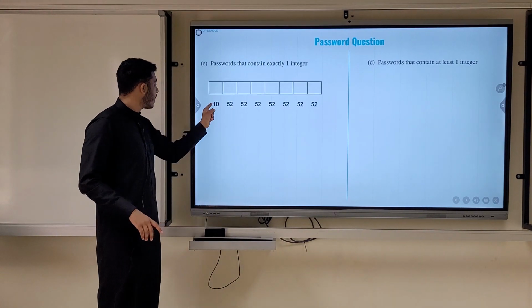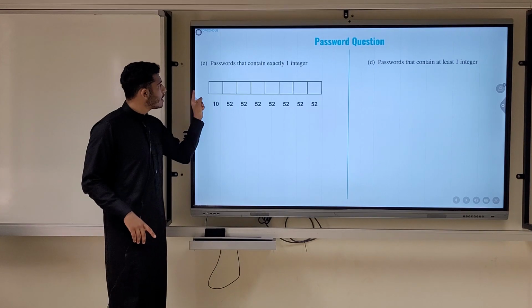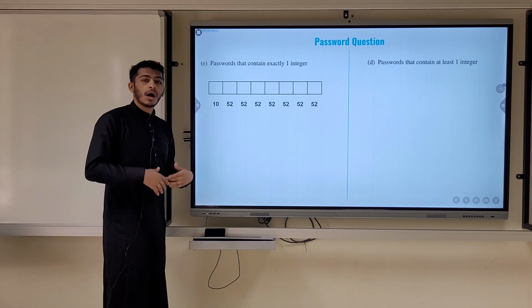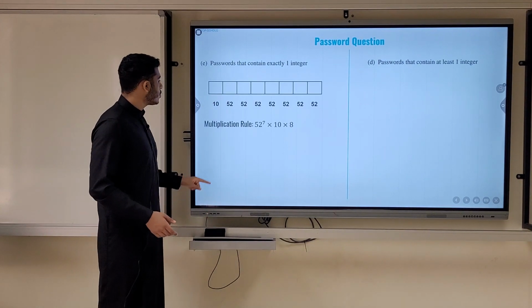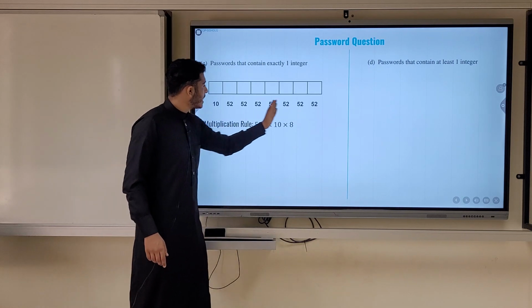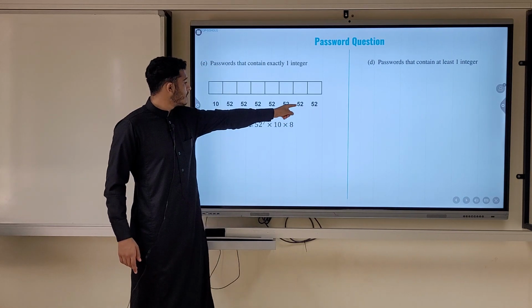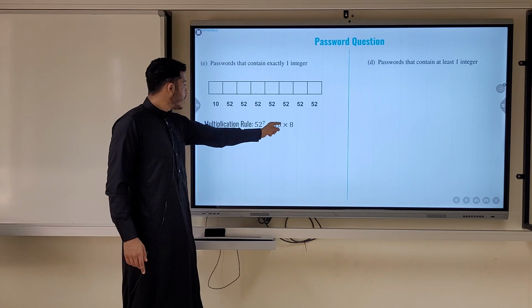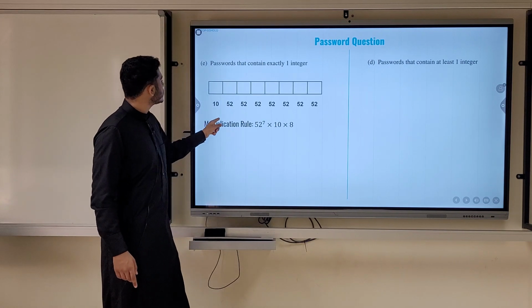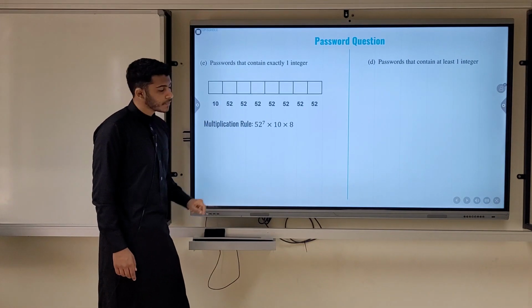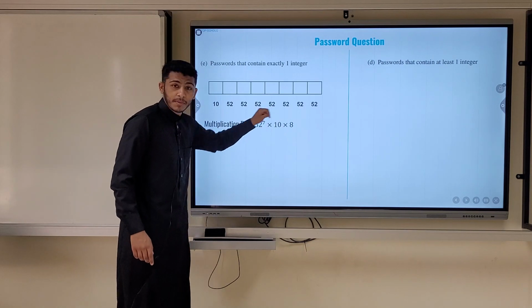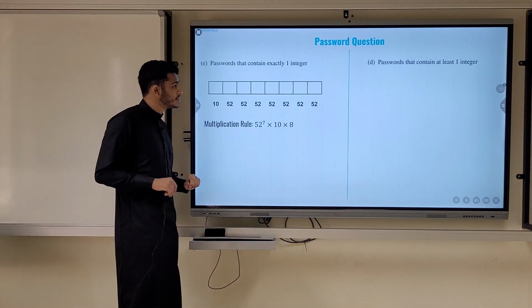So we have to multiply this with all the possible slots it can be in, which are 8. If we're going to solve it, we take the multiplication rule, multiply all of these together, and then multiply with 8, which is the number of possible places the integer can be in. So this was my mistake. This 8 was my mistake in the quiz.